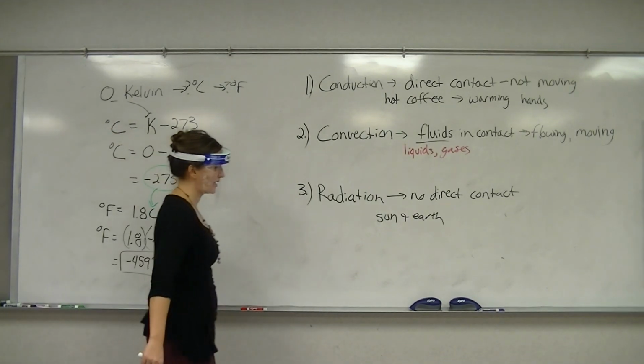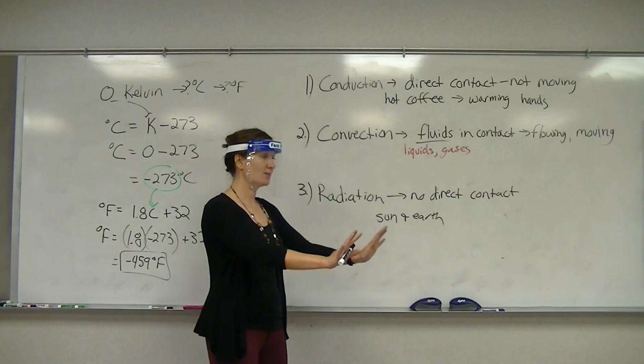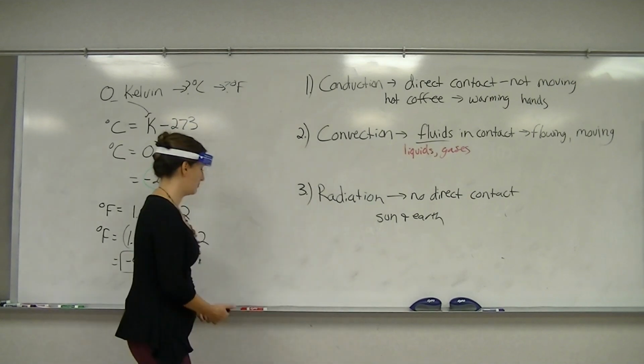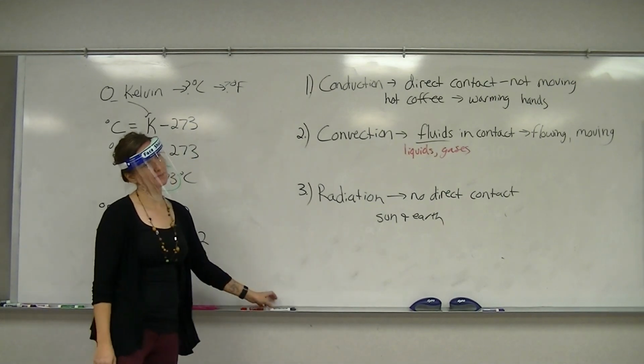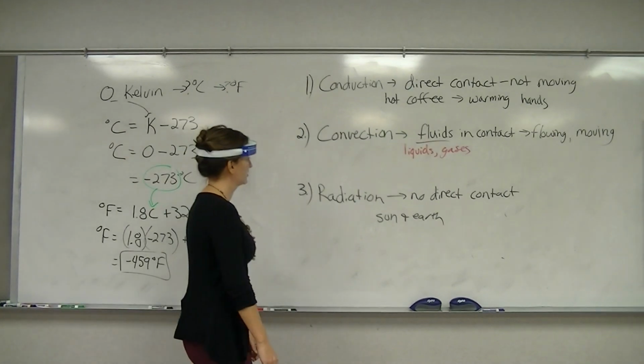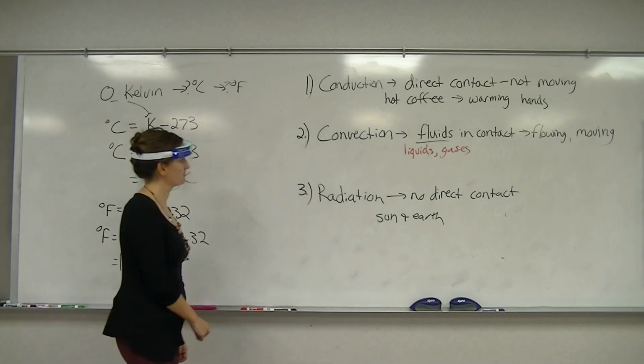A fire is the same thing. You don't actually want to touch the fire because that would cause burns, but you can feel the heat of the fire through radiation. Microwaves have radiation as well. That's how it heats up the food. No direct contact there. So a whole bunch of examples. So those are the 3 types.